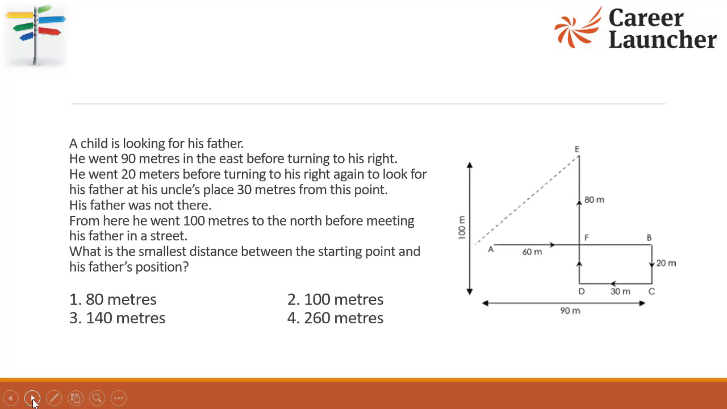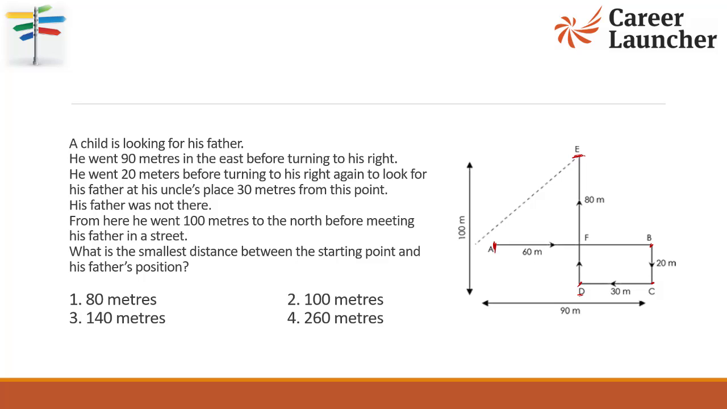Now that's how the diagram would look. When we put all his movement, the final diagram would look like this. So he started off from this point A, and for 90 meter in the east he reached point B. Taking right, walked 20 meter, he reached point C, and again took a right, walked 30 meter to reach his uncle's place, which is point D, and from here he walked 100 meter to the north before meeting his father in the street. So point E is the point where he met his father.